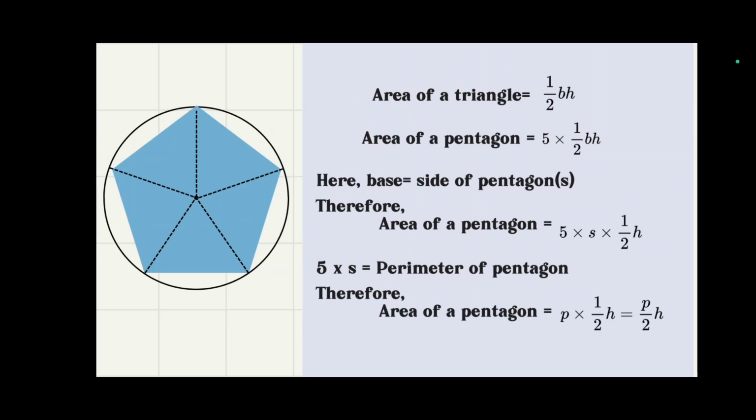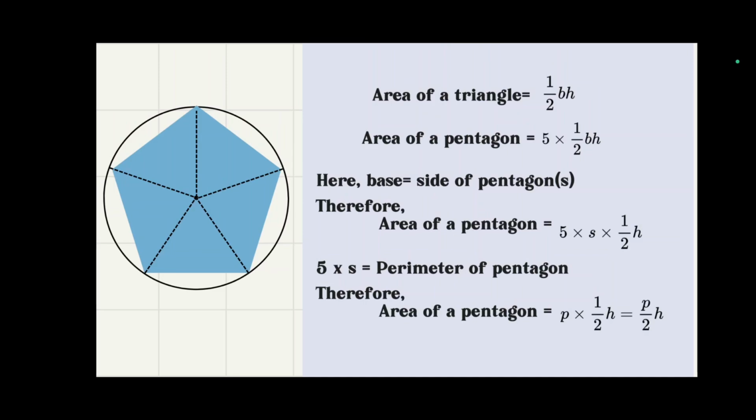Now, you can see a regular pentagon drawn inside the circle. I have drawn lines from the center of the circle to each vertex of the pentagon. By doing this, the pentagon is divided into 5 congruent triangles.